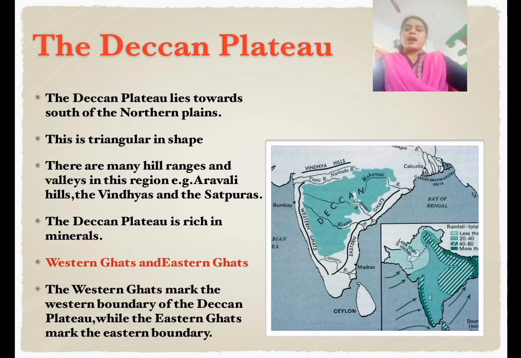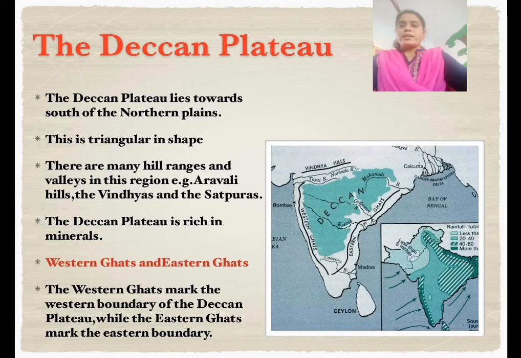There are natural harbors and lagoons in Mumbai and Marmagao and the backwaters in Kerala. The rivers of the Deccan Plateau are not perennial and depend on the monsoon rains for water. They are less suitable for irrigation and are not easily navigable.